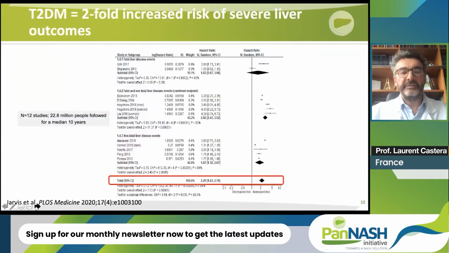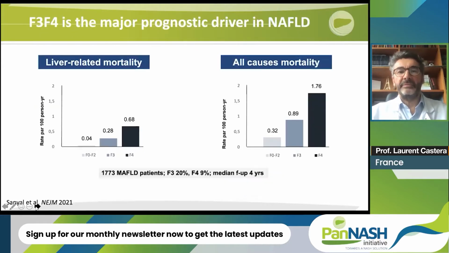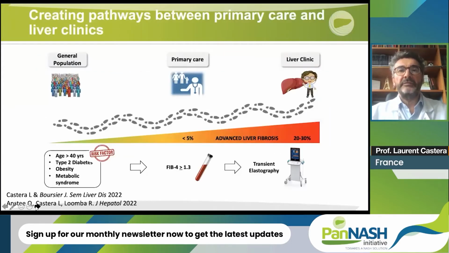However, if you look at this meta-analysis published 2 years ago, patients with type 2 diabetes have a twofold increased risk of severe liver outcome. Also, as I mentioned before, advanced fibrosis is a major prognostic driver in NAFLD, both for liver-related mortality and all-cause mortality. And this is the latest and the largest study to date, prospective from the NASH CRN, with a median follow-up of 4 years. So clearly, if we want to screen diabetic patients, we need to create a pathway between primary care and the liver clinic.